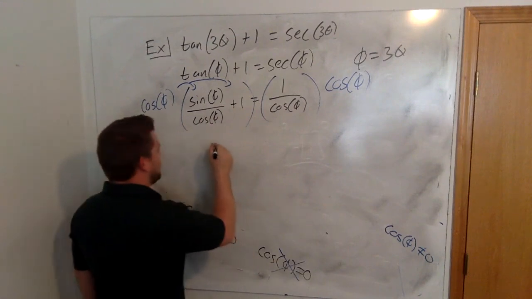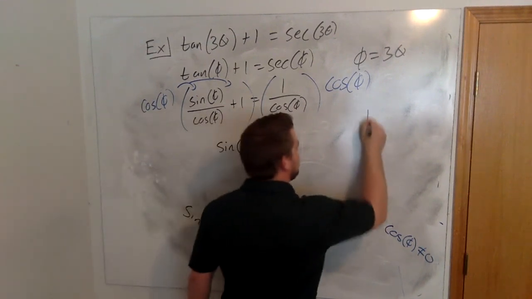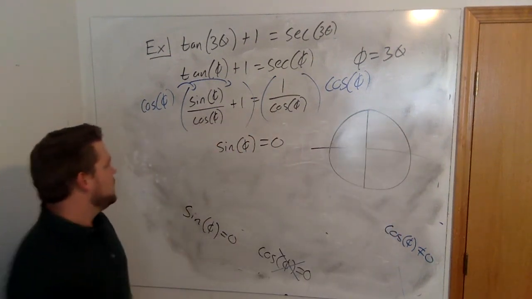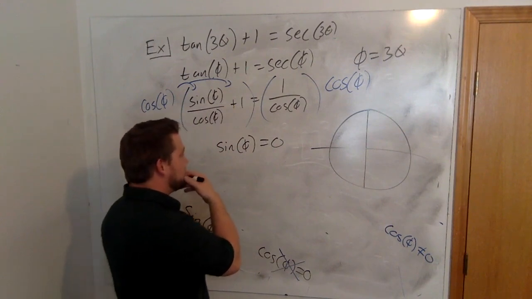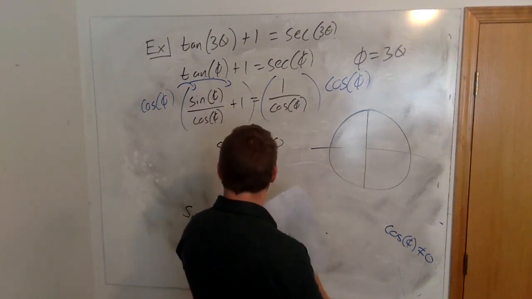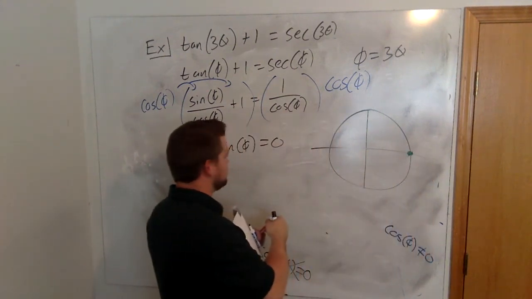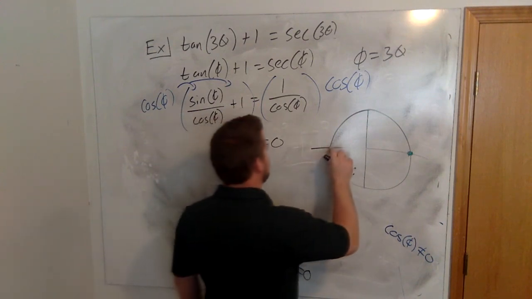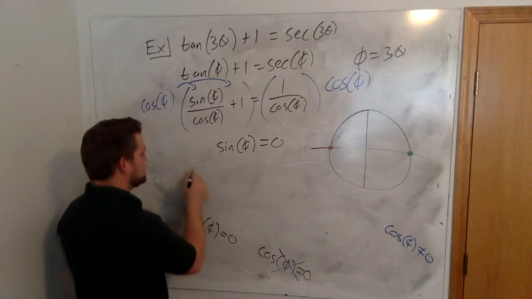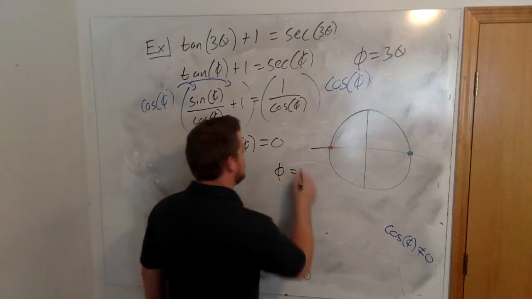Okay, so we just need to think about when sine of phi is equal to 0. Well, let's look at the unit circle. For what value of phi is the height 0? Well, that'll be here. That'll be here. This is the one the calculator would tell you. This is the one the calculator wouldn't tell you. So that phi could be 0, or that phi could be pi.